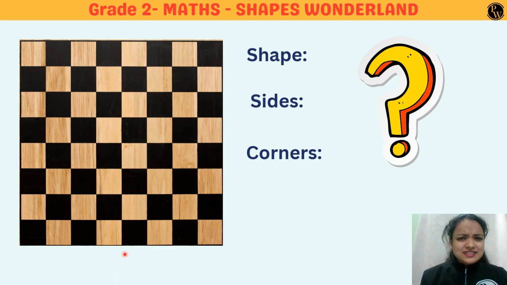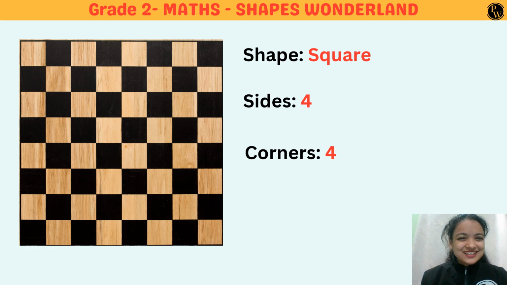Now, can you tell me this chessboard is of which shape? Is it square or something else? Yeah, square, right? Correct. So, now let's see how many sides are there in the square. Count with me. 1, 2, 3, 4. And now count the corners. Let's start from here. 1, 2, 3, 4.